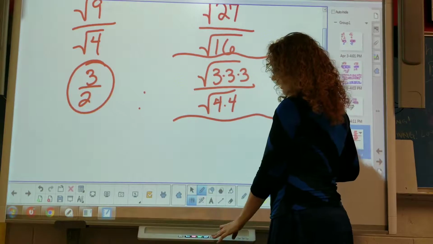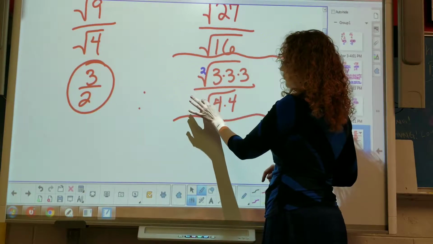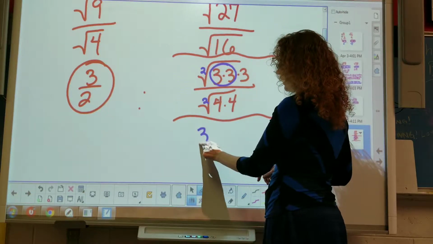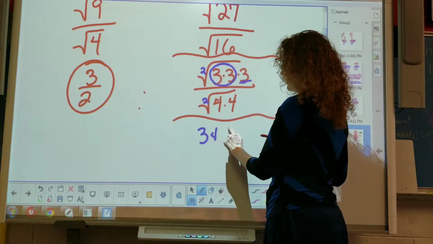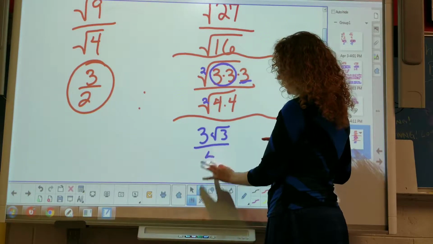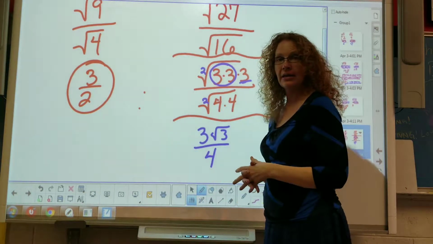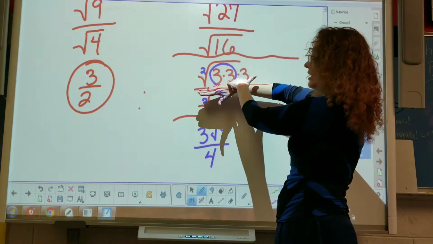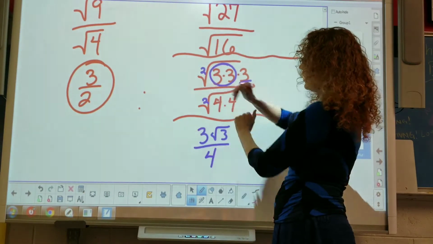But I'm looking again for pairs. It's square root, so we know the index is 2. I have 2 here. 1 comes out. This guy has to stay. Square root here of 16 is 4, and that's it. So again, I just basically break them down. I do them individually, one at a time.